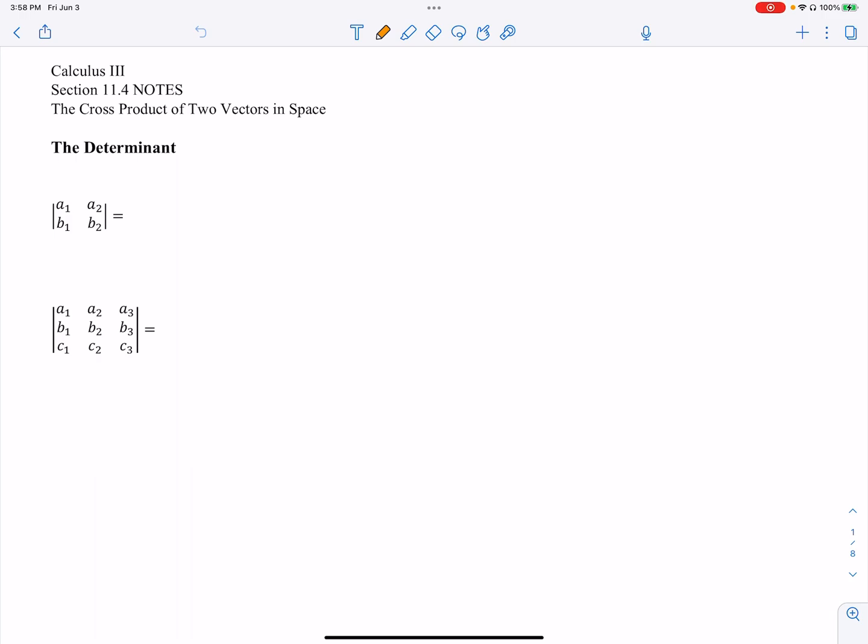It is called the determinant. The determinant is an operation on matrices. Now, a matrix is just an array of numbers. That's all it is. It's a collection of numbers put in nice columns and rows. The determinant, these straight bars, I'm going to define it for you, but that's about as far as we're going to go, is define it.